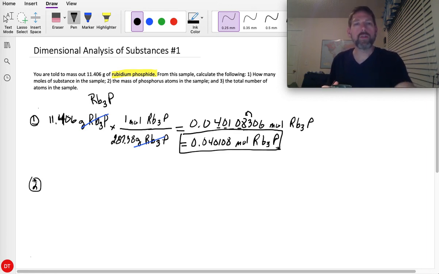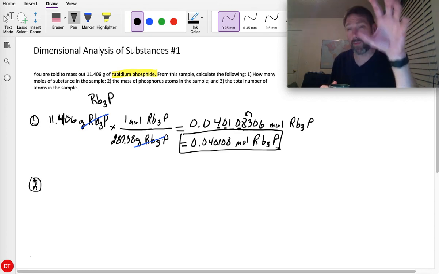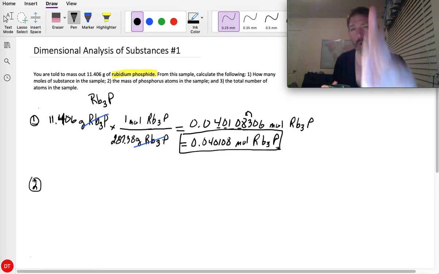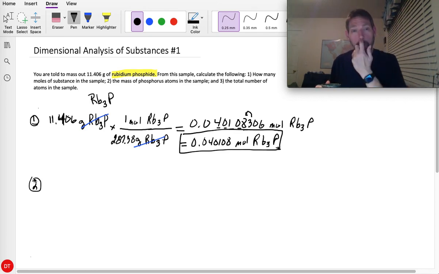So you should see that the phosphorus is a portion of this entire compound. So think about this. If you had 1 molecule rubidium phosphide, you've got 4 atoms there. If you just had 1 molecule, you have 4 atoms there. And one of those atoms is phosphorus. 3 of those atoms are rubidium. But those atoms don't have the same mass. So the mass is not proportional as far as just because you have 4 of them, it's 1/4 of it.